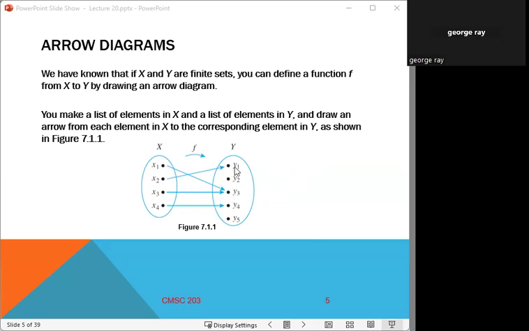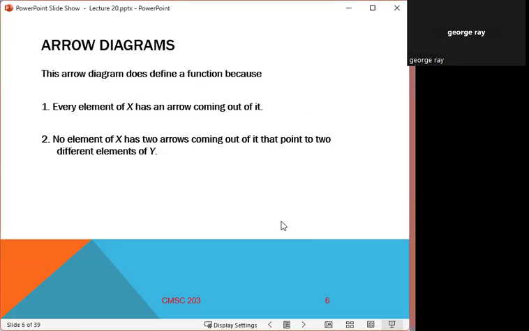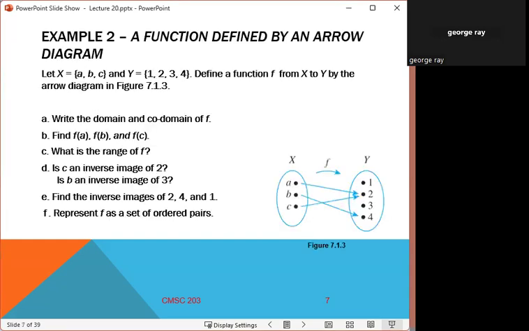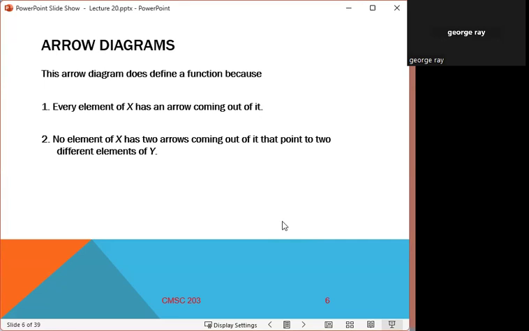And we have our range of y1, y3, and y4. These are the values in y that actually are part of the function. And of course, all the elements in x are part of the function. So the arrow diagram above does define a function. Again, every element of x has an arrow coming out of it, and no element of x has two arrows coming out of it.